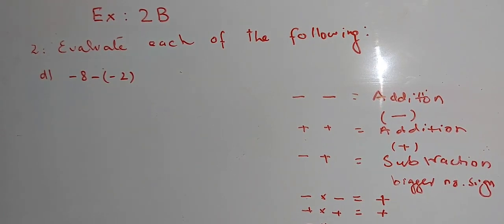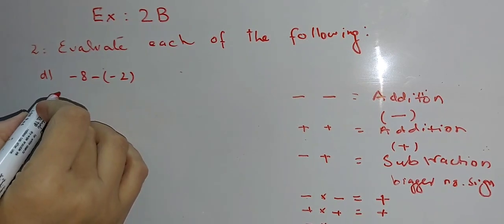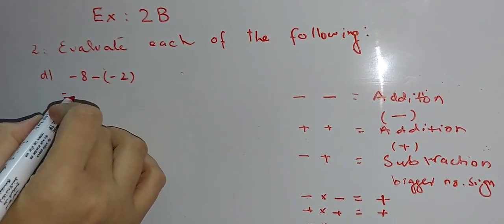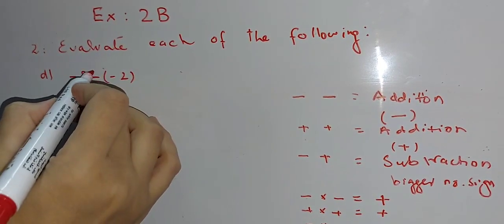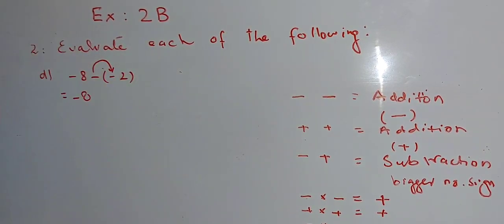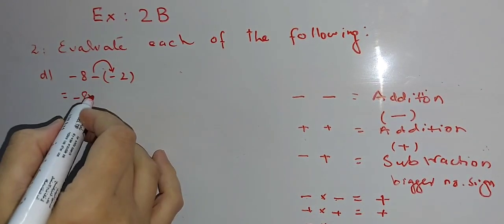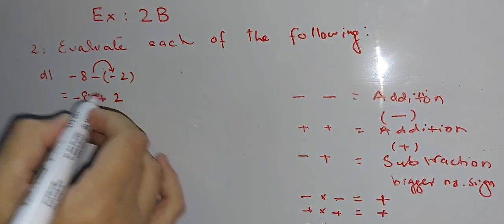Now move on to part D. Part D is minus 8 minus bracket minus 2 bracket close. First of all we are going to open the bracket. Minus 8 we write as it is, then this minus multiplies with this minus. When minus multiplies minus, the answer is plus. So the answer is plus 2.